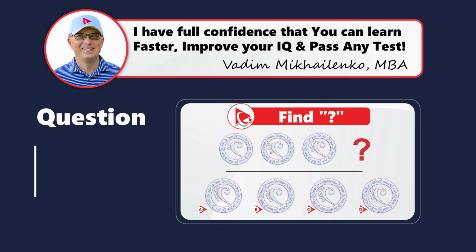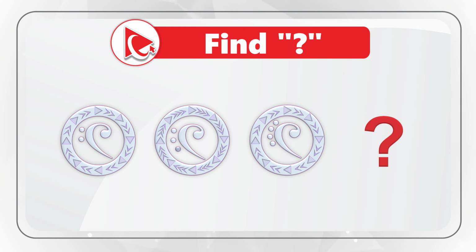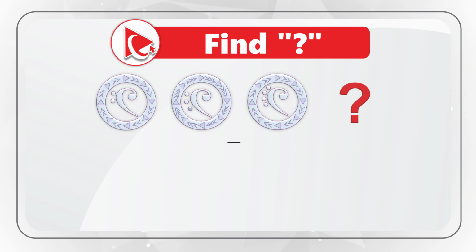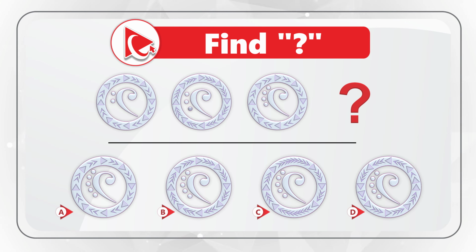Let's look at the very interesting question which really makes you think. You're presented with 3 shapes, and the 4th shape is missing. You need to select the missing shape out of 4 different choices. Choices A, B, C, and D. Take a close look at the pattern of shapes to see if you can come up with the solution.